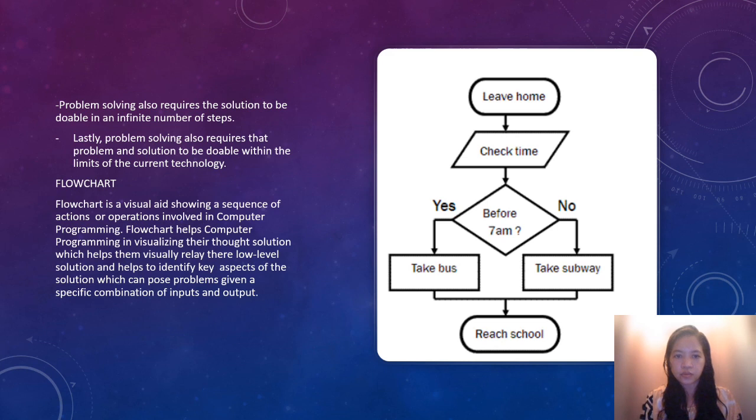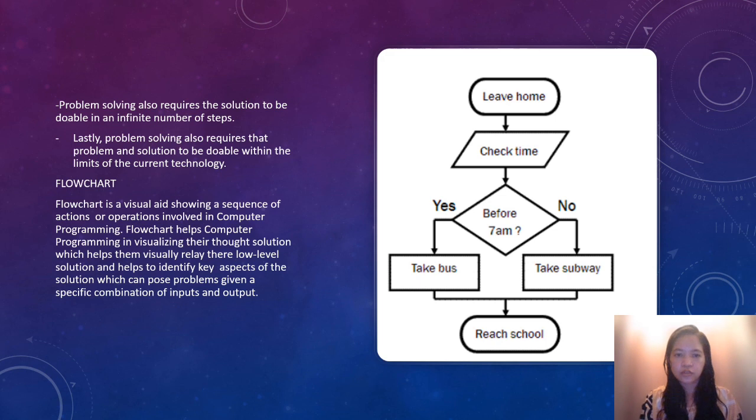Problem solving also requires the solution to be doable in a finite number of steps. Lastly, problem solving also requires that the problem and solution be doable within the limits of the current technology.